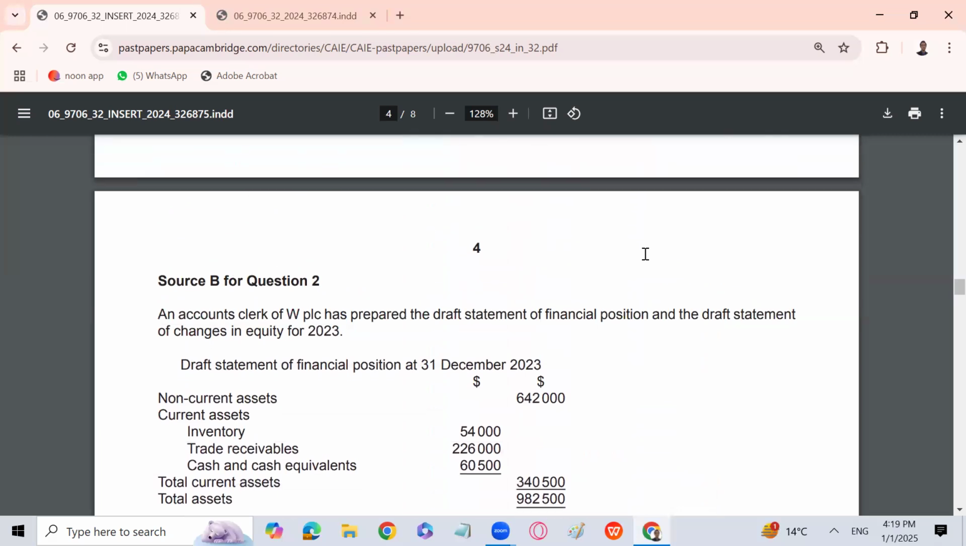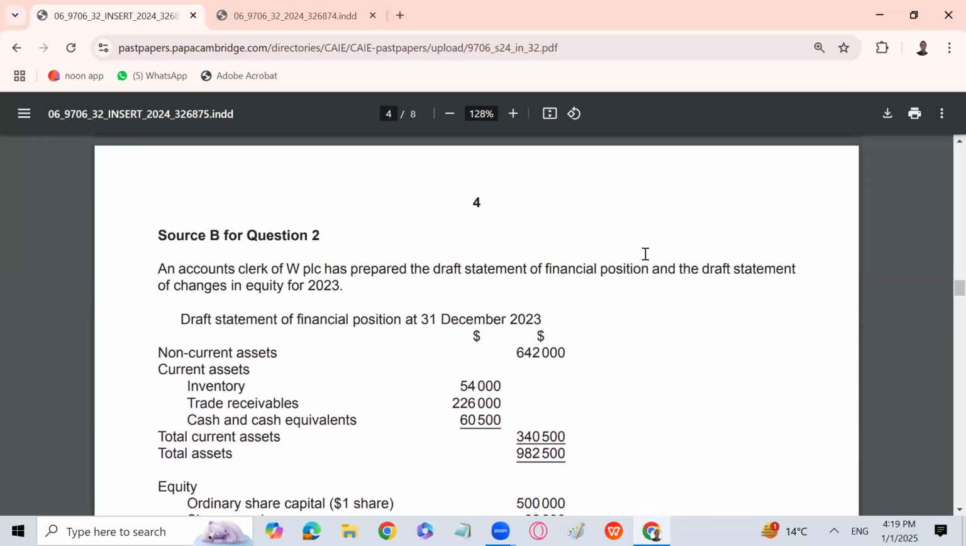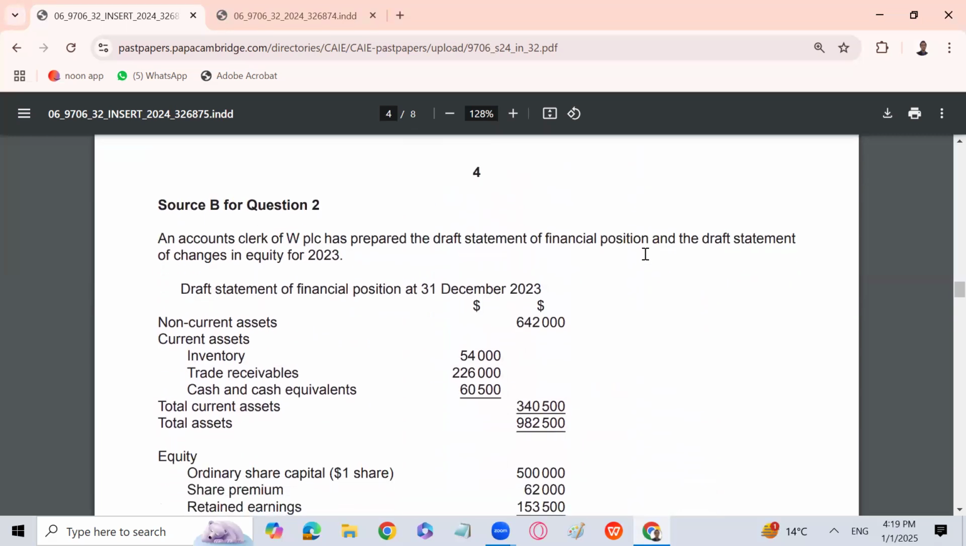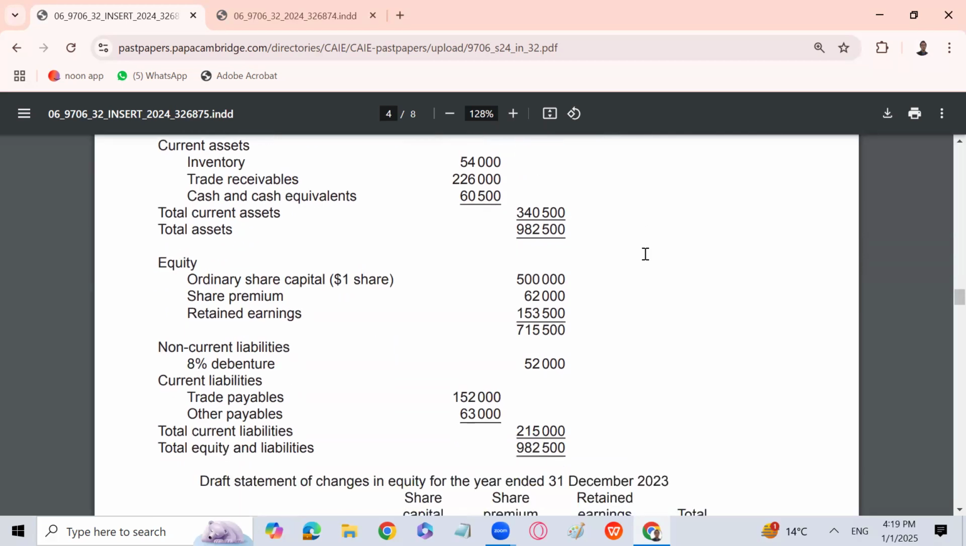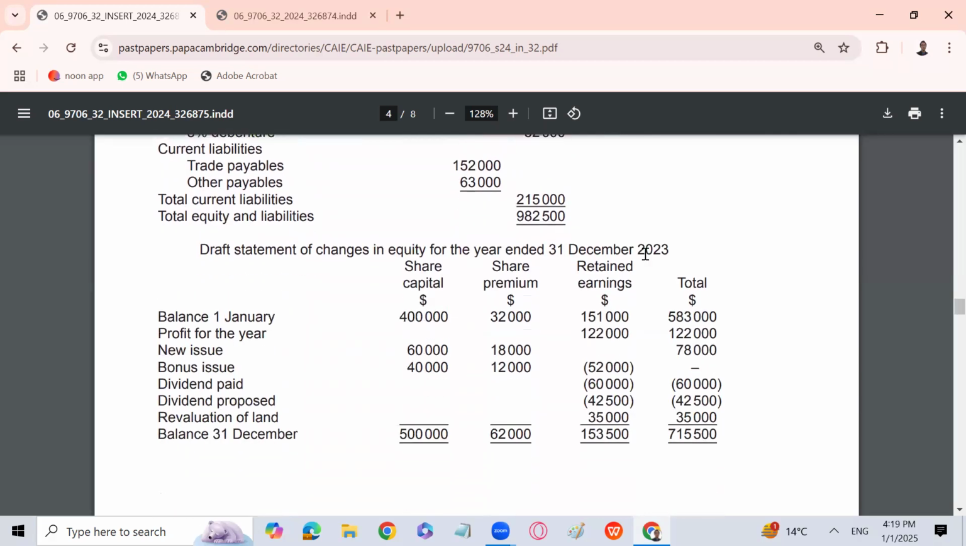The question is right in front of you. This is the insert given, Source B from question 2. An accounts clerk from W Limited Company has prepared the draft statement of financial position and draft statement of changes in equity. Non-current assets, current assets, total assets, then equity, non-current liabilities, current liabilities are given. Statement of changes in equity is also given in the question.